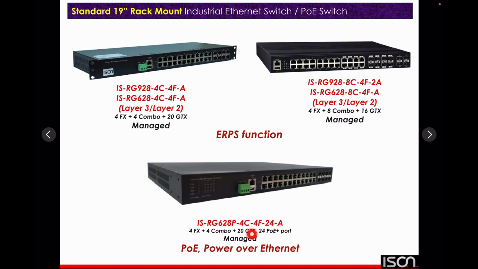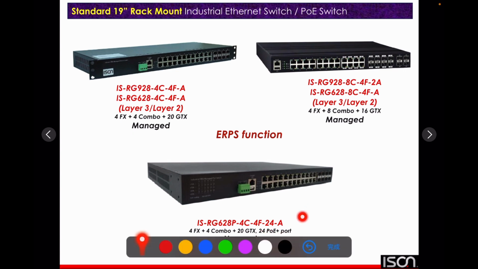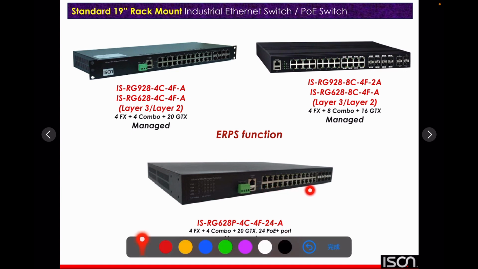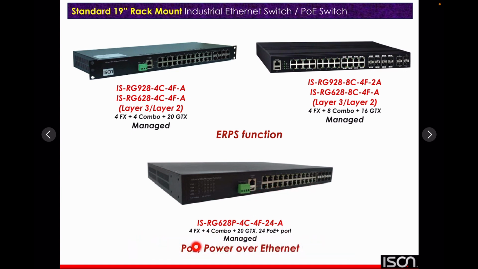Let's see the IS-RG628P-4C-4F-24-A. This model has the most PoE ports of Isen's PoE switches. There are 24 ports PoE output, where PoE means power over Ethernet. You can transfer the DC power through the Ethernet cable.